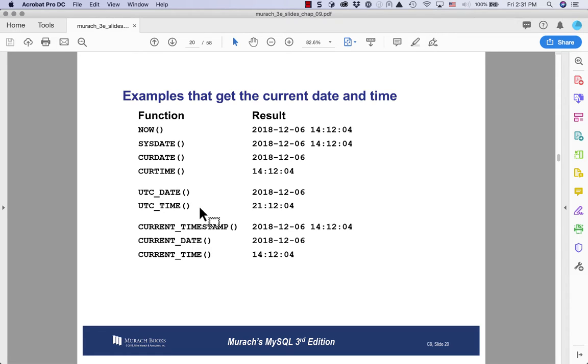Now these top groupings, I guess there are really only two groupings, are part of MySQL's more proprietary features. So now will get you the date and the time. That would be the equivalent of current timestamp. Sysdate will give you the date and the time. That would also be the equivalent of current timestamp. Curdate will get you the date. That would be the same as current date. Curtime will get you the time. That would be the same as current time. And UTC date and UTC time will get you the date and the time on the zero meridian at Greenwich, England.